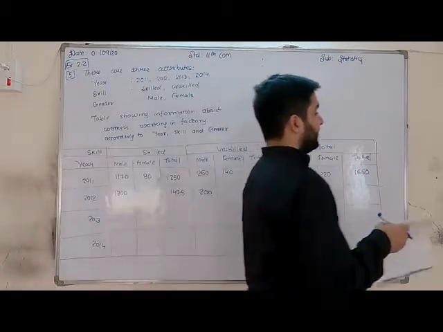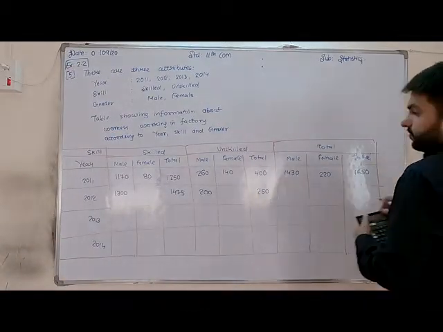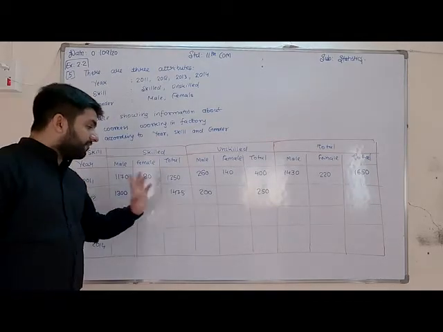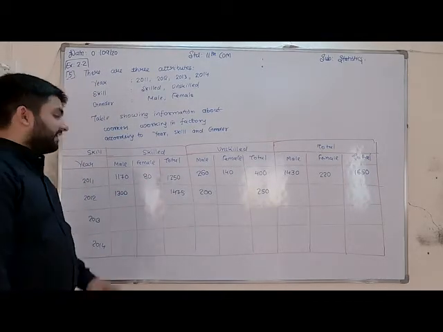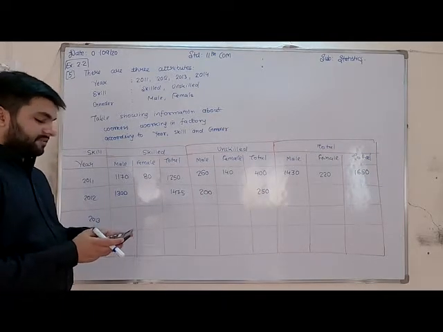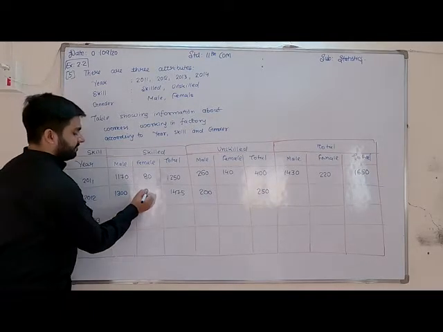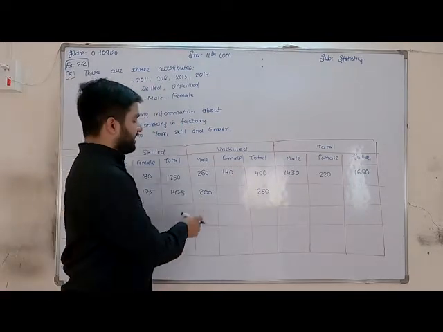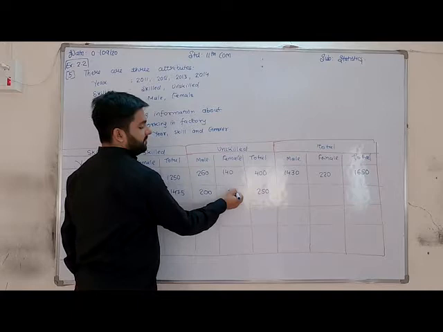Okay, now again 2020. So what have they given? They have given a very easy thing. 1475 total skilled, in that 1300 are males, so the remaining will be females. 1475 minus 1300, so 175. Again what to do? Unskilled total are 250, in that 200 are males, so 50 will be females.